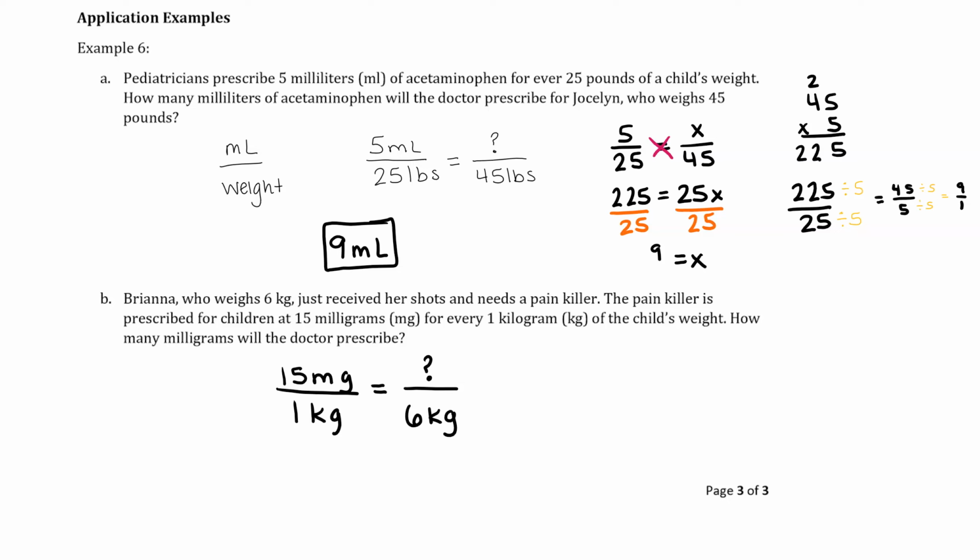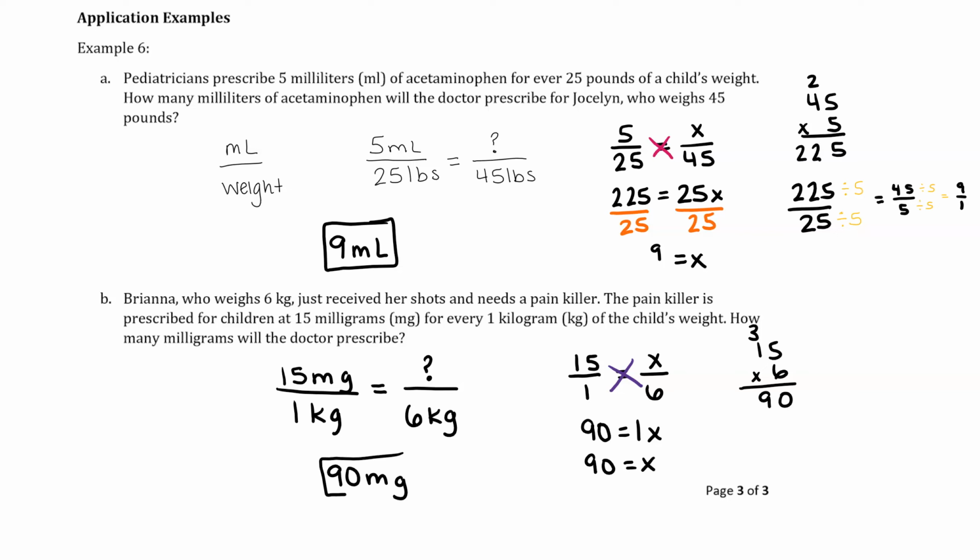So the proportion is 15 over 1 equals x over 6. So I'll cross multiply. 15 times 6 is, let's see, 6 times 5 is 30, carry the 3, so 90. So 90 equals 1x. And writing 1x is silly, it's just x. So 90 equals x. So what does that mean? That means baby Brianna here needs 90 milligrams of that medicine.